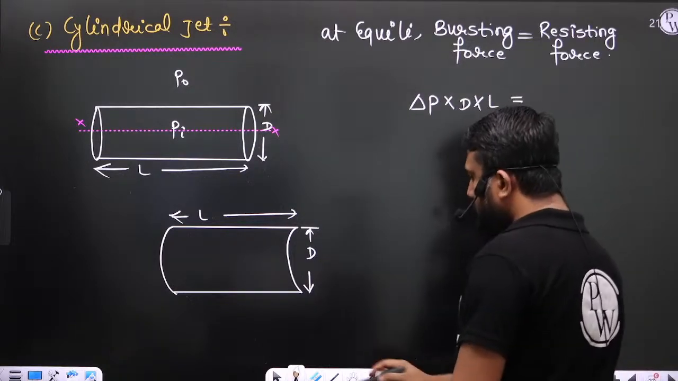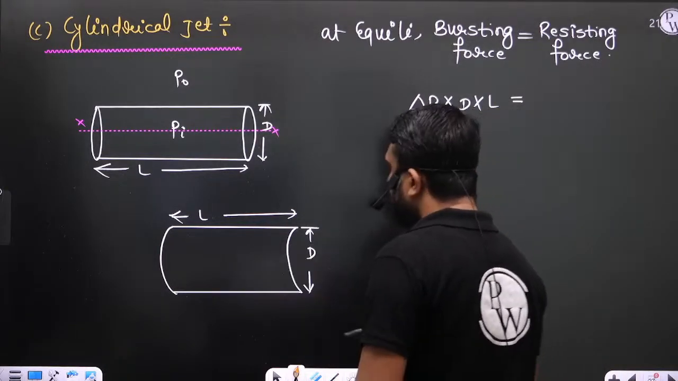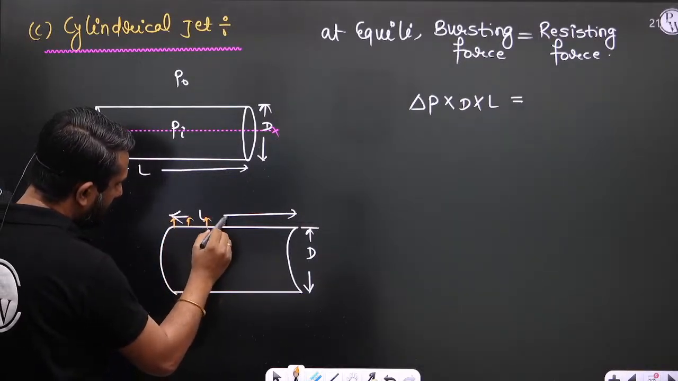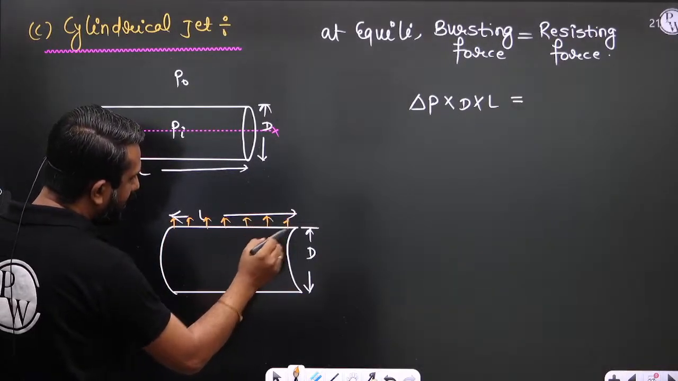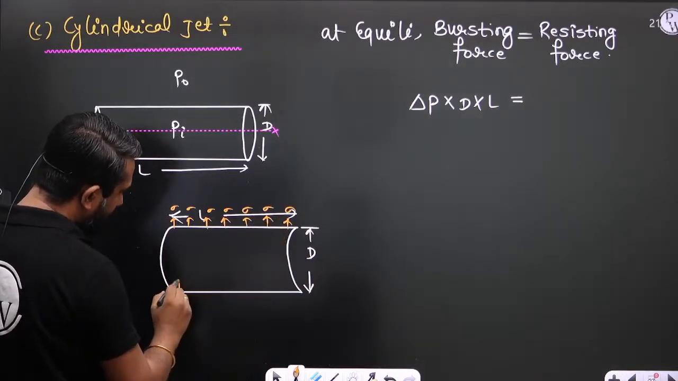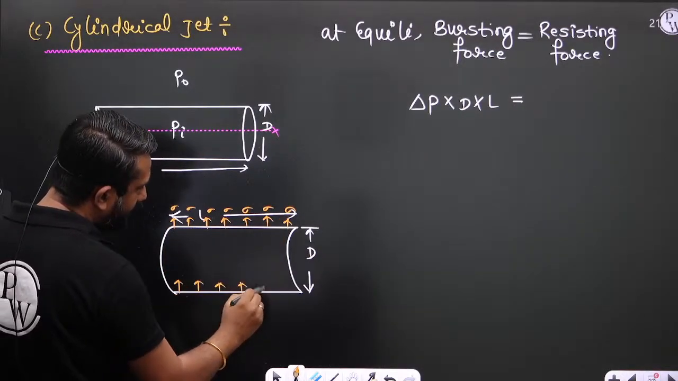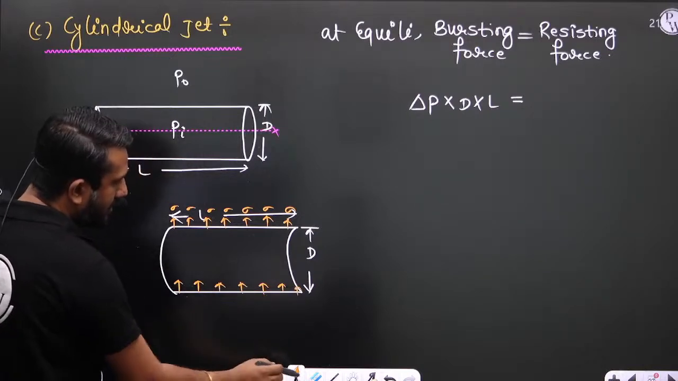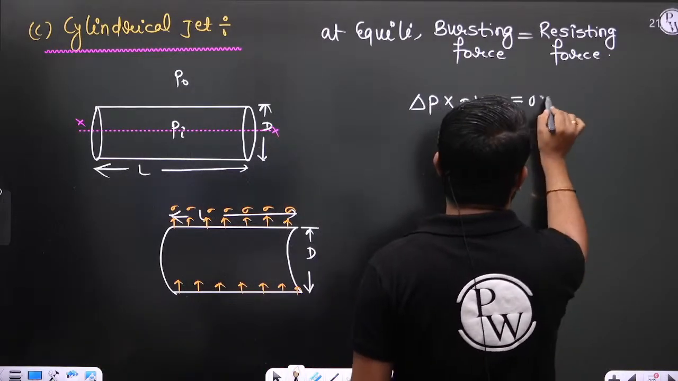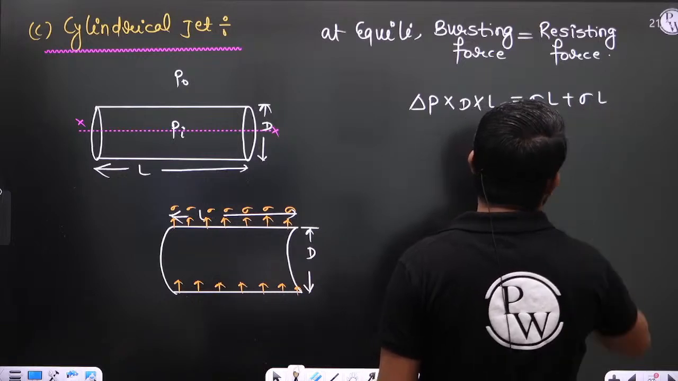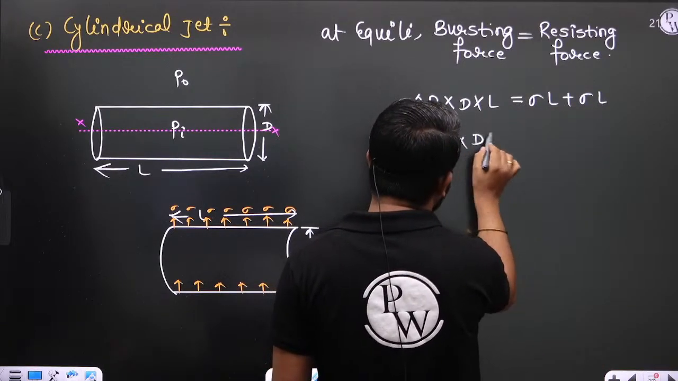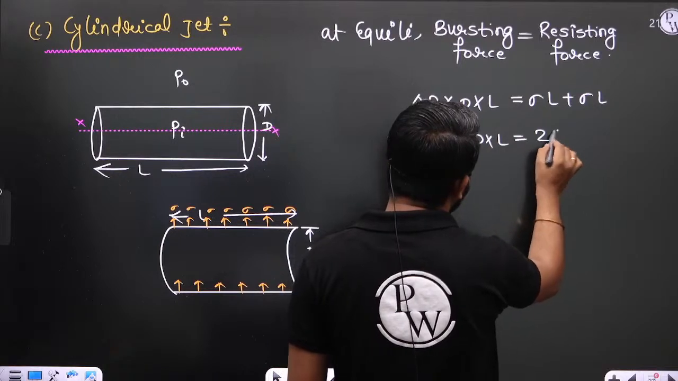Now the resisting force. This is sigma multiplied by L plus sigma multiplied by L. So this is 2 sigma L. So delta P into D into L is equal to 2 sigma L.